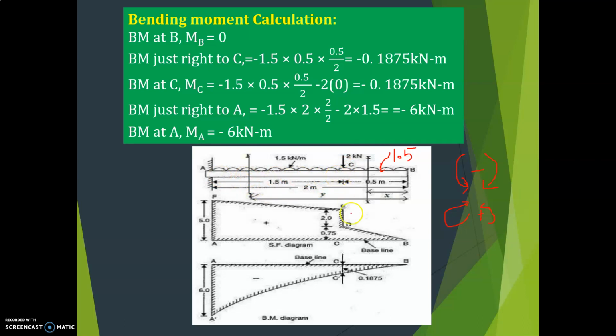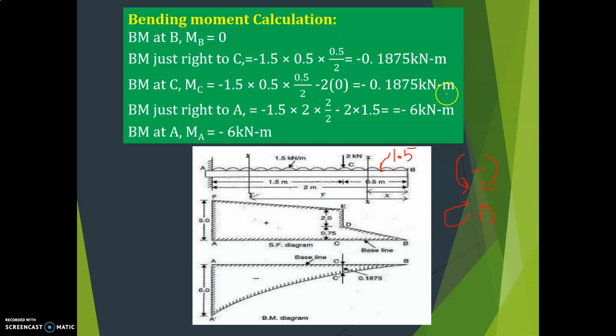Understood, no? See, first you consider this UDL. UDL is of full length, right, here till here, that is 1.5 into 2 into half of that you have to consider, because this is bending moment. So force into distance is there, so half of 2 is 1, and again one point load is there, that is 2, and that is acting at C. So 2 into this distance till A you have to consider. What is that? 2 into 1.5, that is equal to minus 6. So bending moment at A is equal to minus 6 only.